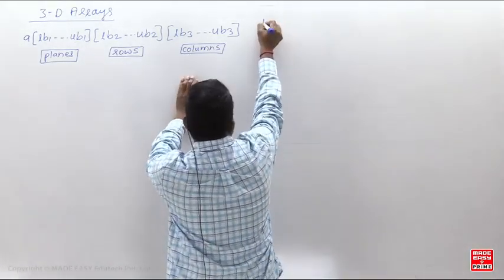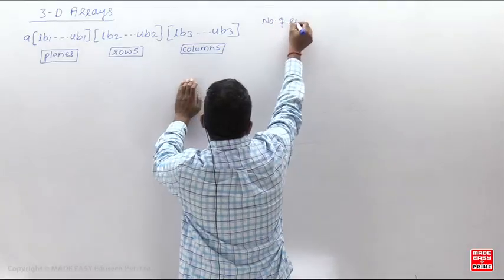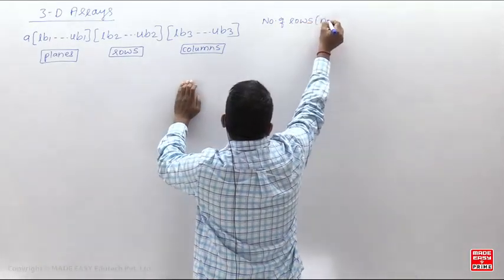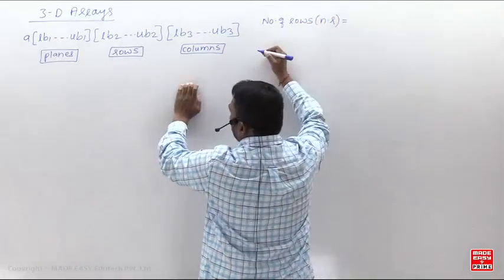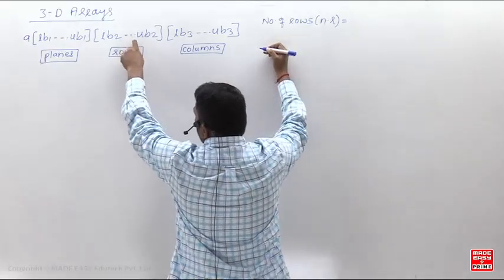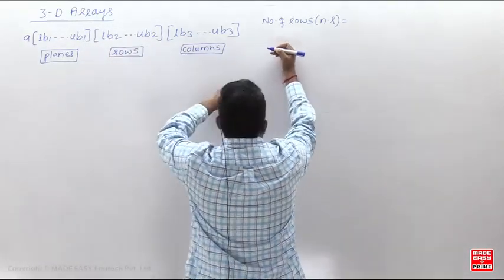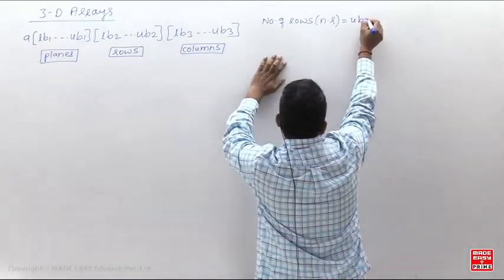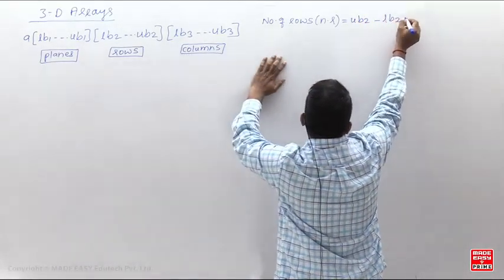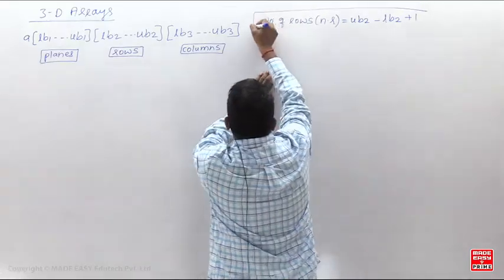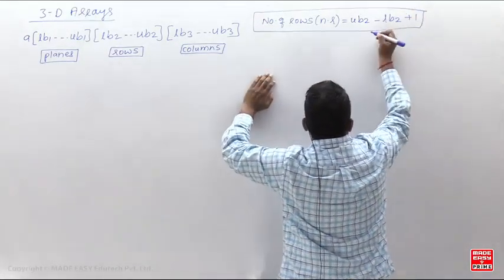Now tell me, I want to find out the number of rows, NR. Tell me what is the formula. This is the number of rows, this is the number of columns, and this is the number of planes. Number of rows, what is the formula here? UB2 minus LB2 plus 1. So if it is a 3D array, the number of rows formula will change.